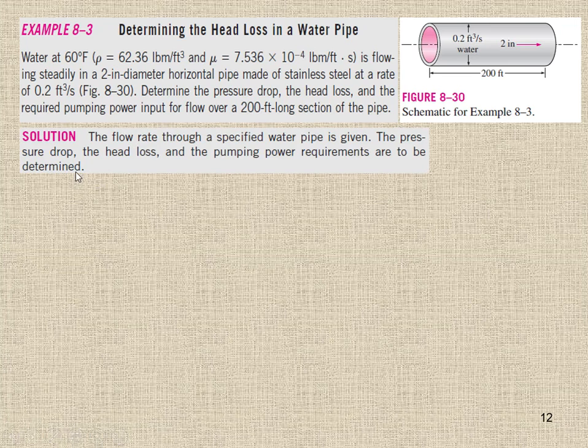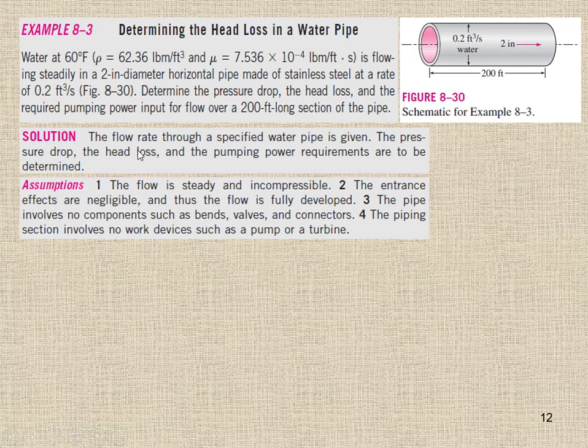To solve this problem, we have to find out the head loss, and we know the formula of the head loss. Before that we have to make assumptions. In the previous problem we have already discussed the assumptions to be made. The flow is steady and incompressible, the entrance effects are negligible, as I said to you earlier, and thus the flow is fully developed.